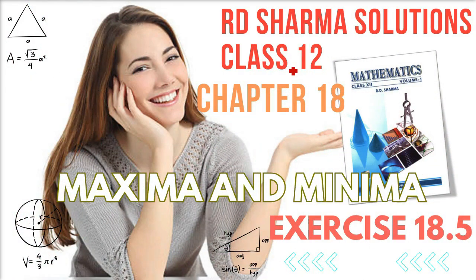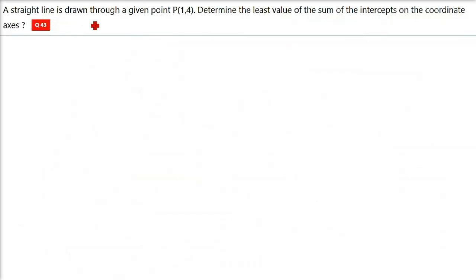This is R.D. Sharma Solution, Class 12, Chapter 18, Maxima and Minima. Exercise 18.5. A straight line is drawn through a given point P(1, 4). Determine the least value of the sum of the intercepts on the coordinate axis.